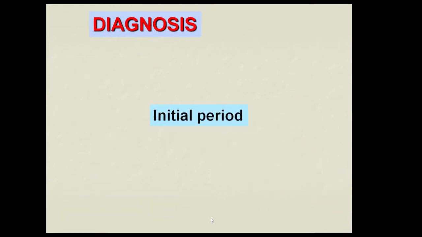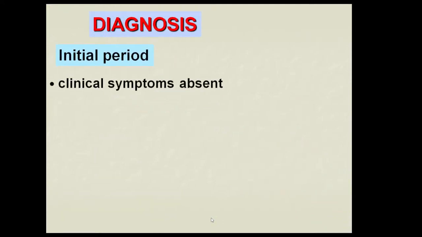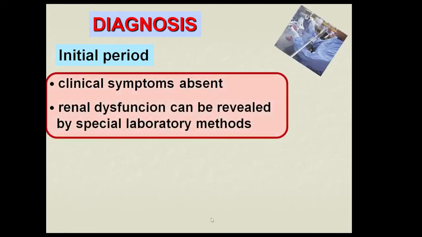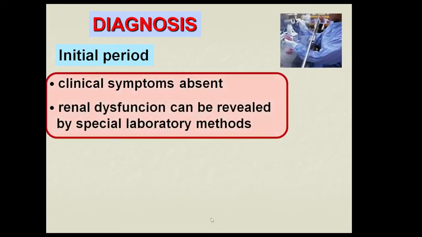Diagnosis of chronic renal failure. Initial period, invisible. The patient hasn't any problem depending on the main diseases. And only special laboratory tests, control of creatinine and glomerular filtration rate, help reveal the early period of renal failure and intensify our treatment.